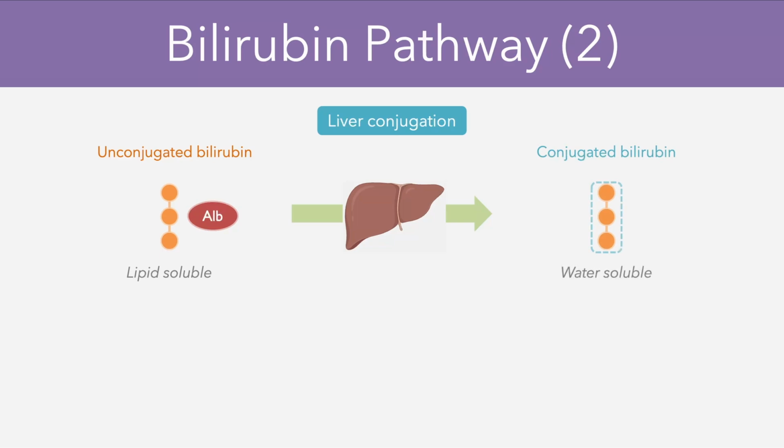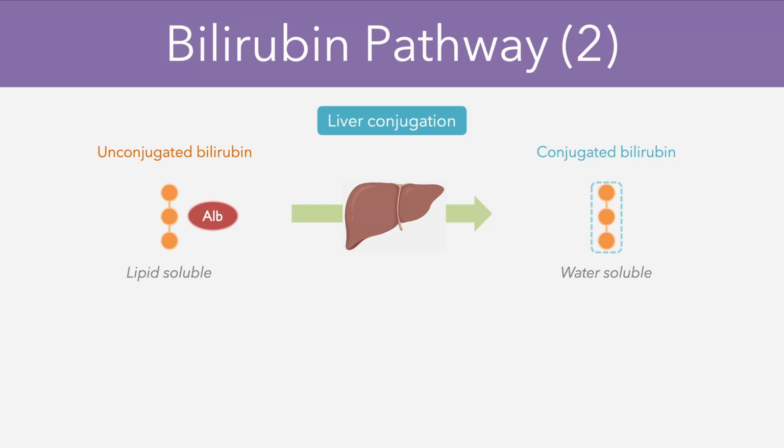As a result, this molecule on the right can dissolve in water and therefore can be transferred in the blood without the need for a binding protein. The reason for this conjugation is that it makes the conjugated bilirubin easier to excrete compared to unconjugated bilirubin.